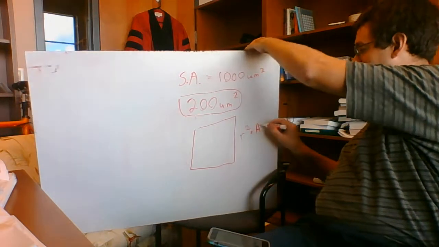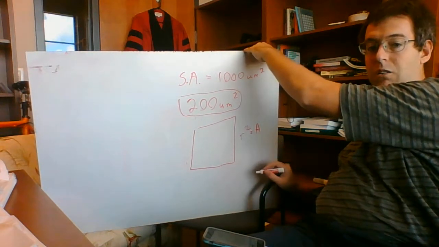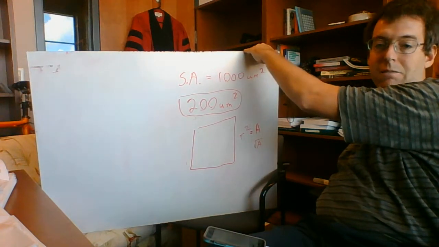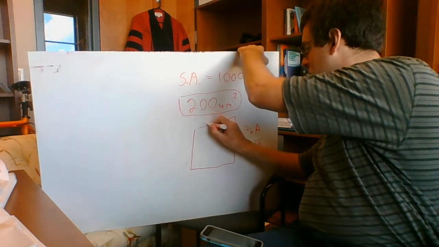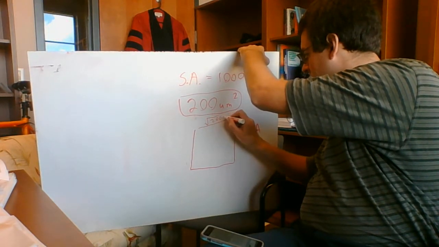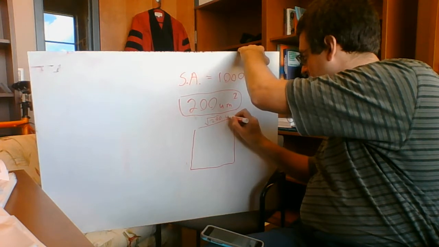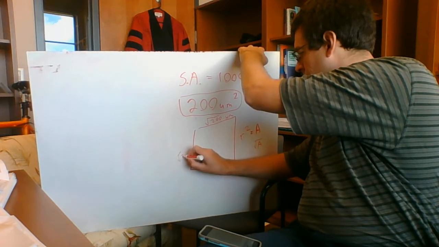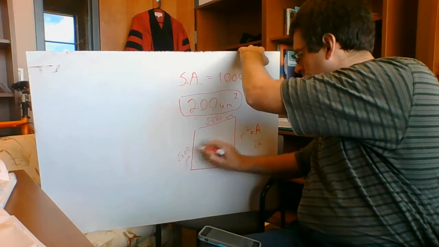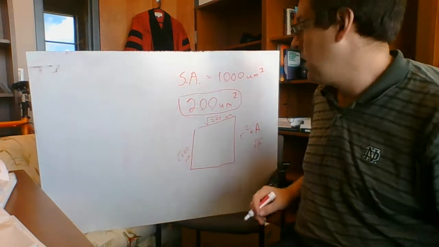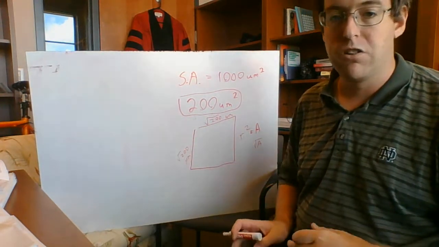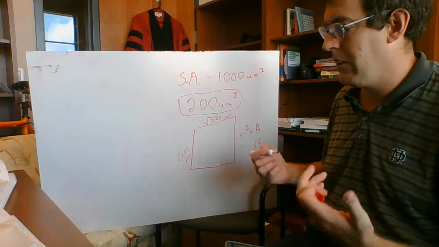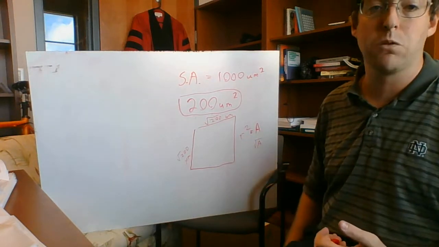If we have the area and we want to figure out r, the length of the sides, all we're going to do is take the square root of the area. So each side here has a length of the square root of 200 micrometers. Obviously, your numbers are going to be different than this, because I'm just throwing out a number here for surface area. So now we're ready to start filling in this patch with microvilli.